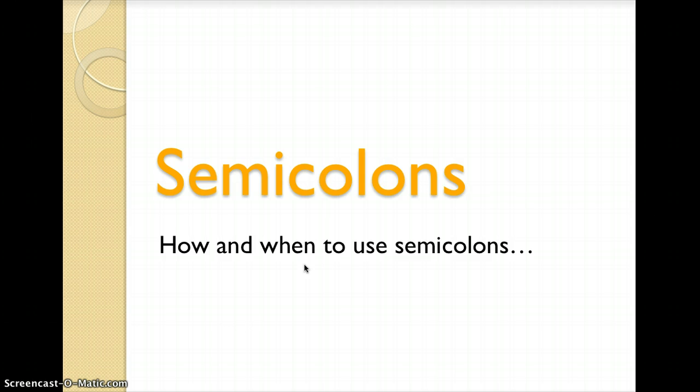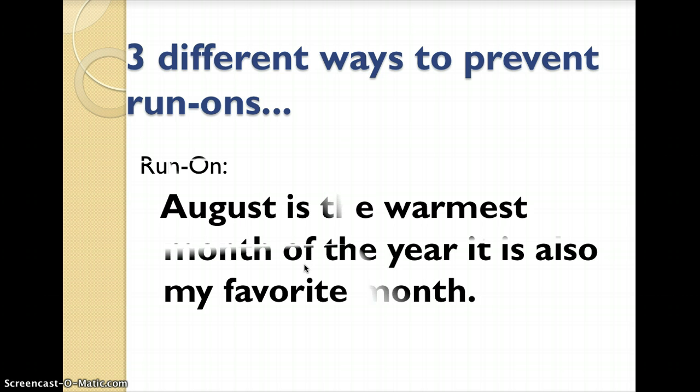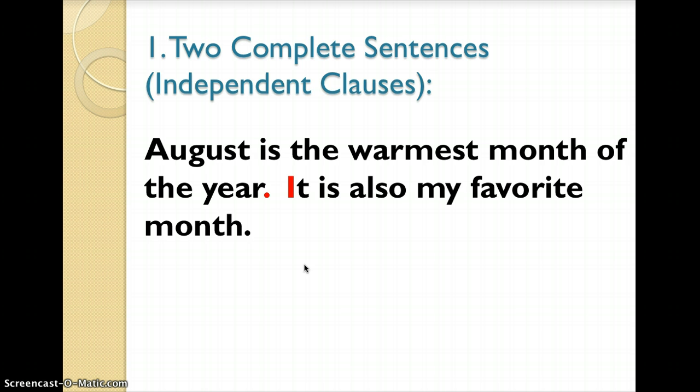Now we're on to the semicolons. Semicolons look like, well, I'll show you what they look like later. But this is how and when to use semicolons. Well, there's 3 different ways to prevent a run-on. And we're going to see those 3 ways. Here's the run-on sentence. August is the warmest month of the year. It is also my favorite month. So we need to fix that, and there's 3 ways we can do that.